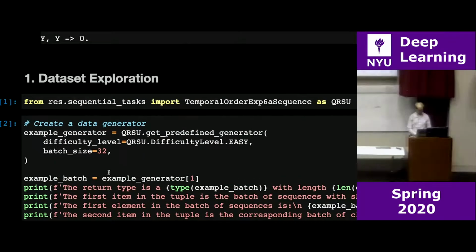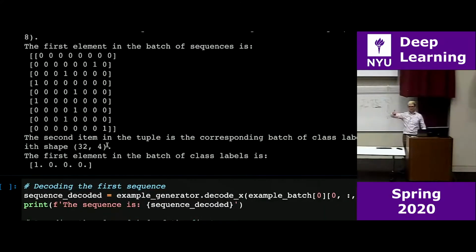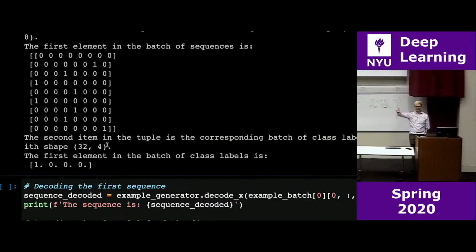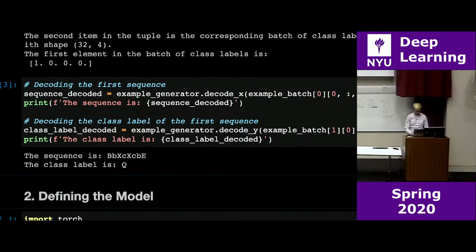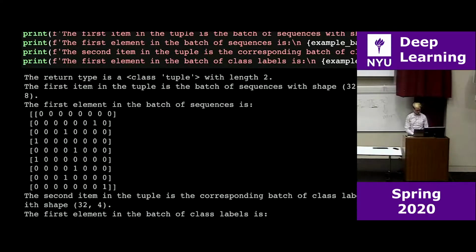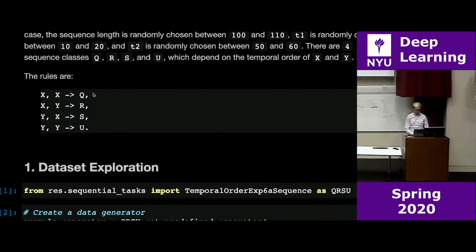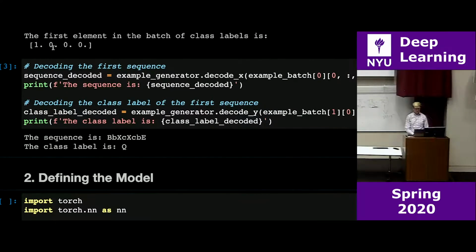QR whatever, right? The QRSU. Okay, so I have a 4-dimensional target vector, and I have a sequence of 8-dimensional vectors as input. Let's see how this sequence looks. In this case, it's going to be the beginning, BX, CX, CBE. So XX is Q, right? So we have a Q sequence, and that's why the final target is a Q, the 1000.